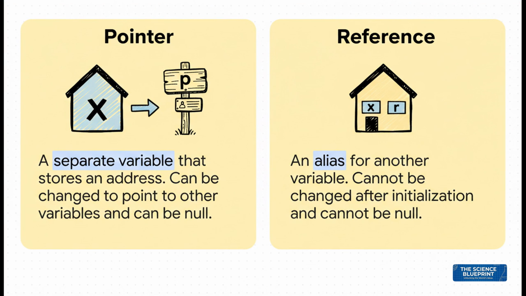So here's the breakdown. A pointer is its own separate thing. It has its own house in memory, which means you can change what it points to. You can say, hey, px, point to x, and then later, you know what? Change your plans. Point to y now. But a reference? Totally different. It's just a nickname, an alias for a variable that's already there. Once you say a reference is a nickname for x, it is stuck with x for life. It's just another name for that exact same spot in memory.